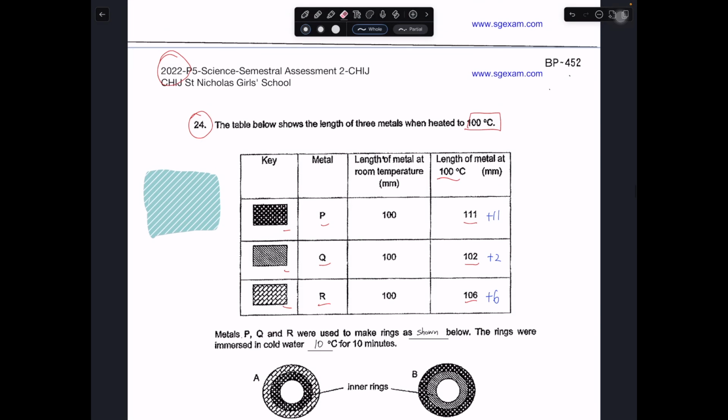Today I'll be going through the P5 Science end of year exam for St. Nicholas. This is the 2022 paper and I'm going through question number 24. Okay, so now let's begin.